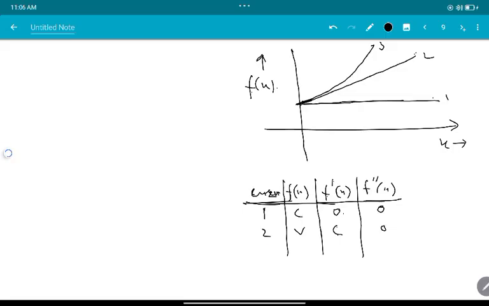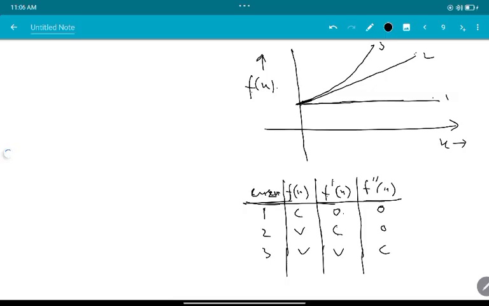And for the third curve, we have f(x) variable, f dash x also variable, its rate of change is changing. Now the rate of change is changing in such a way that the rate of change of the rate of change is constant. That means it changes at a constant rate.